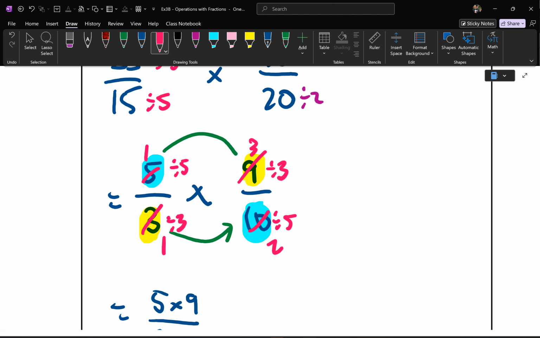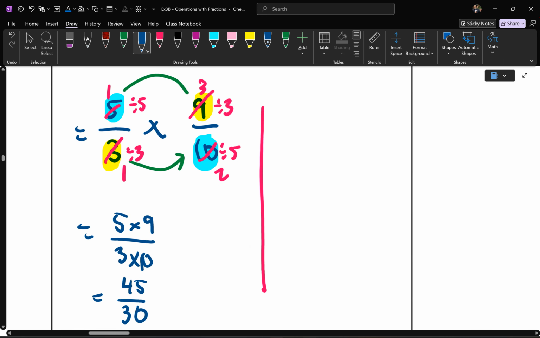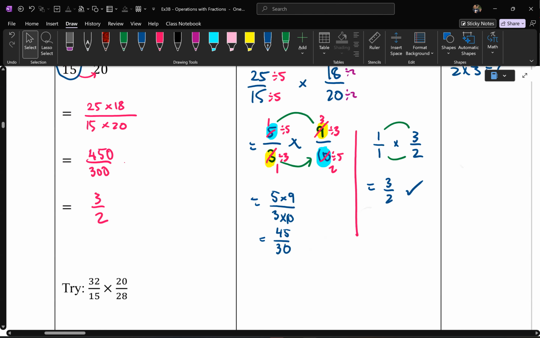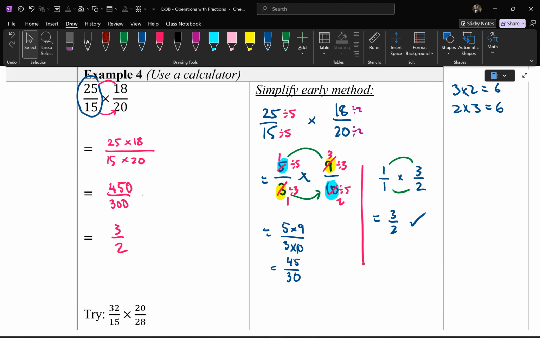So if I rewrite this fraction again, your life would have been much easier had we got 1 over 1 times 3 over 2. If we actually did top with top, bottom with bottom now, you actually get 3 over 2 as the answer, the same way I got on my CAS calculator. But you can see, I'm simplifying them. I never tried to multiply them until I simplified everything down.